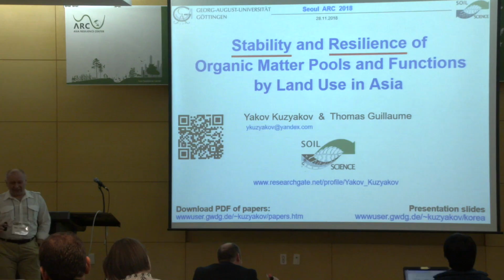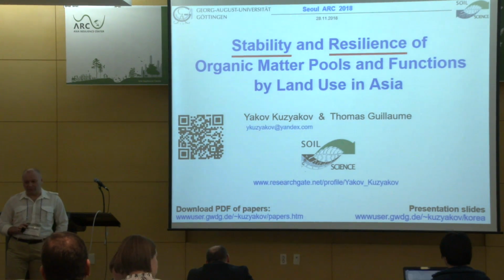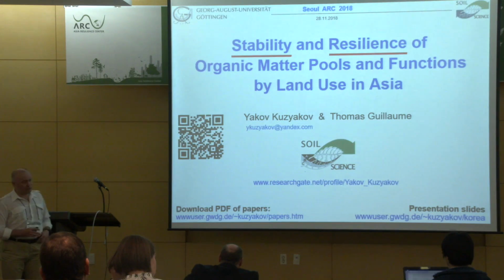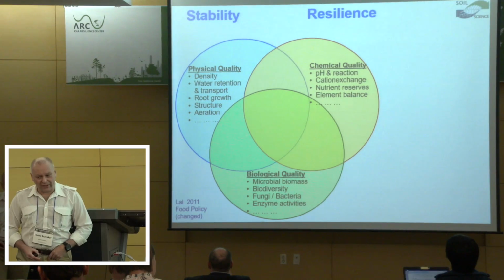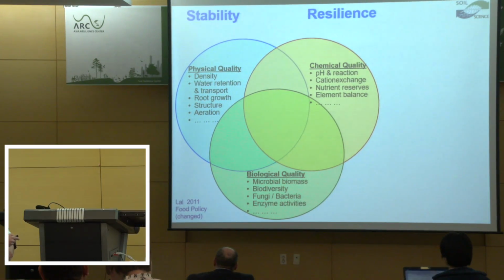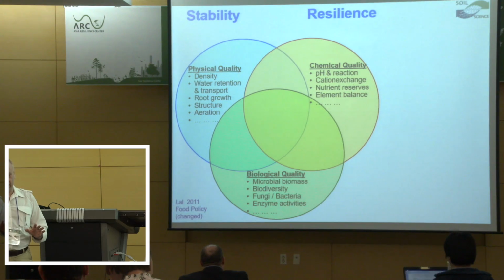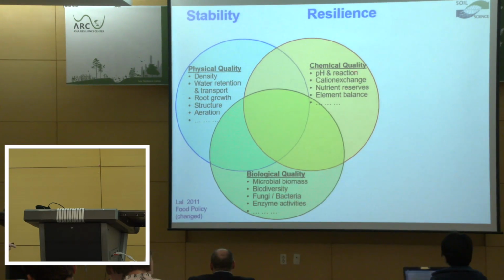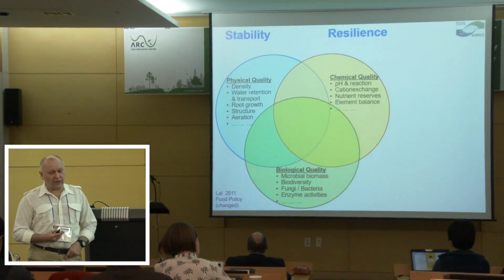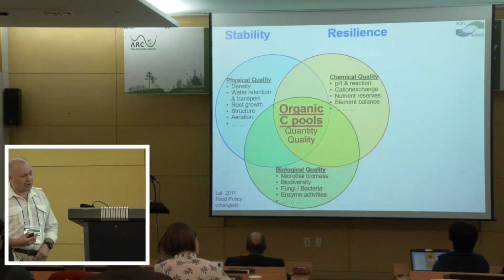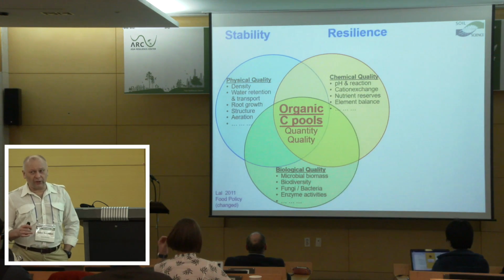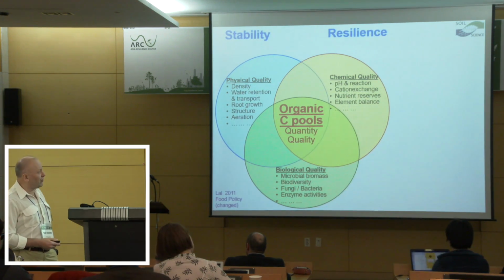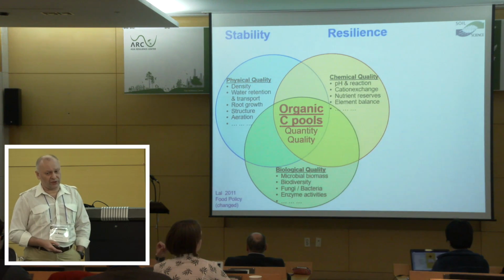I will speak about stability and resilience of organic matter pools in soil and their function by land use in Asia. When we are speaking about stability and resilience, we usually speak about groups of properties: physical qualities, chemical qualities, and also biological qualities. Our group works a lot with soil organic carbon because organic carbon joins these qualities and is one of the main factors responsible for the physical, chemical, and biological qualities.